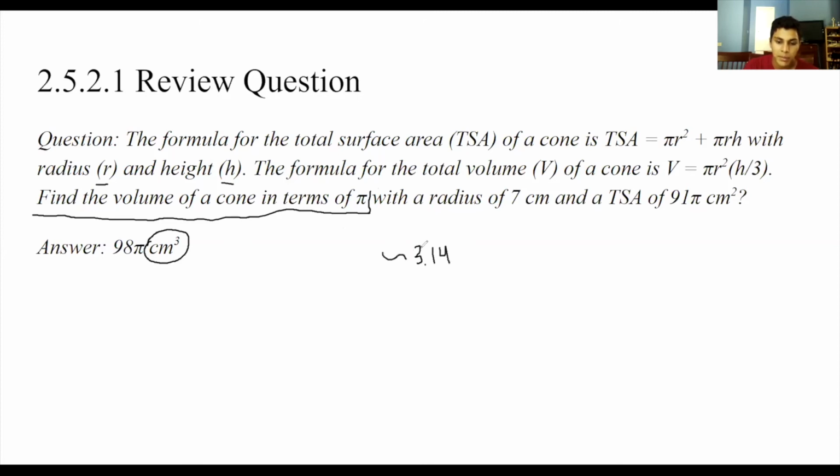But in terms of pi means you don't have to multiply by 3.14. You can just represent your answer in pi's. So I have 98 pi's when I actually find the correct answer. So it says find the volume of a cone.